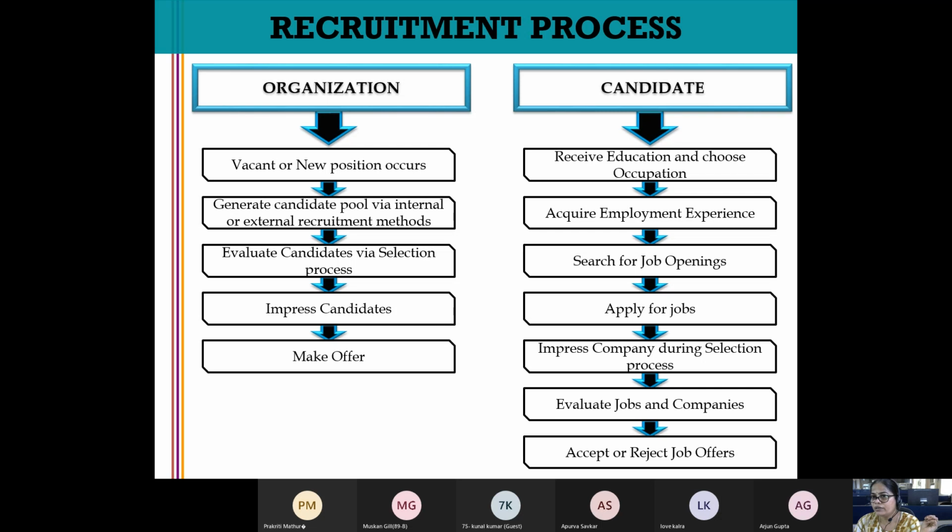And for the candidate, first of all, they choose the occupation, take the education or degrees, acquire employment experience, search for job openings, apply for the job, and impress the company during the selection process that I am really qualified and the best suitable person for the required post you have advertised. Then they evaluate the job as well as the company, and decide whether to accept the terms and conditions offered or not. It is up to the candidate.